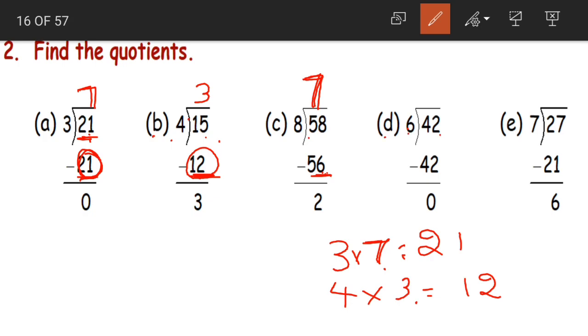Coming to question D, 42 divided by 6. Now 42 is the product here. We know that 6 sevens are 42. Yes? So 7 becomes the quotient. Coming to the last question E, 27 divided by 7. Now 21 here is the product. We know that 7 threes are 21. Yes, children, so 3 becomes our quotient.